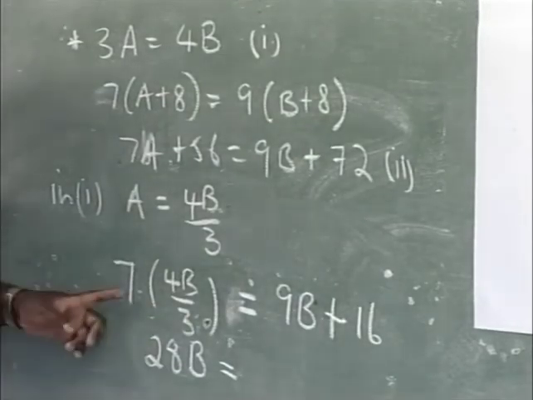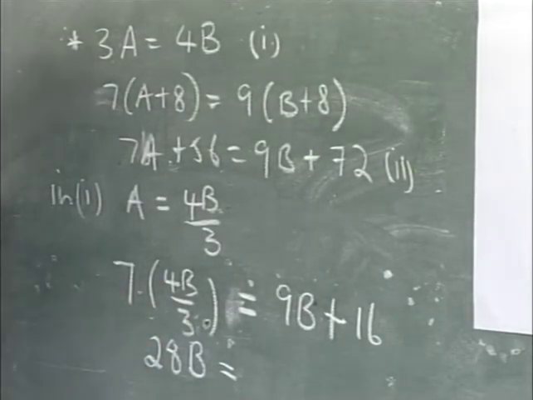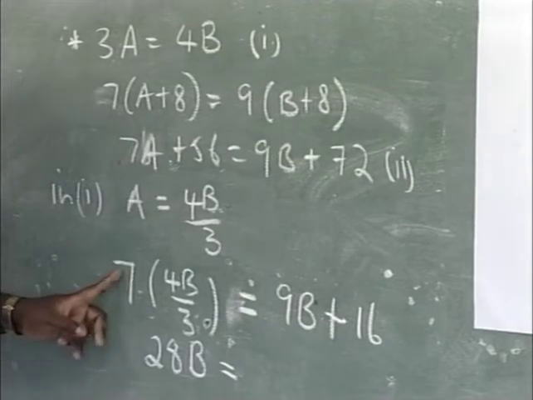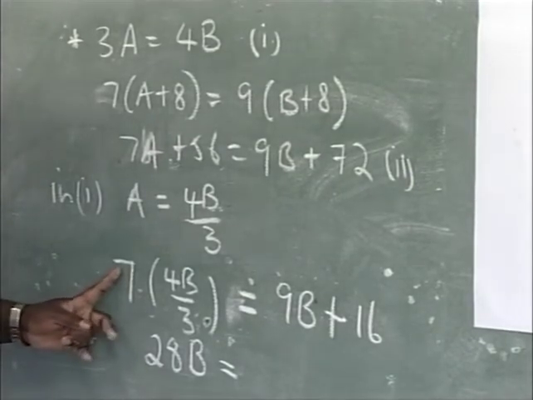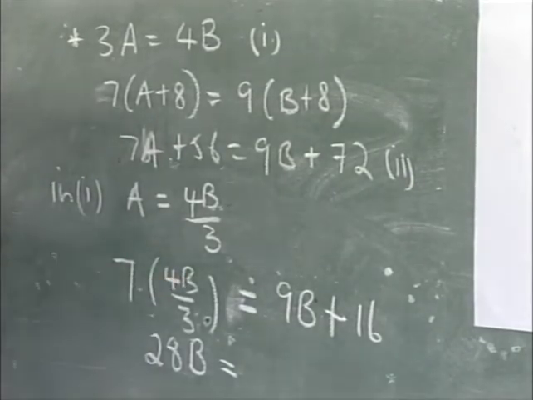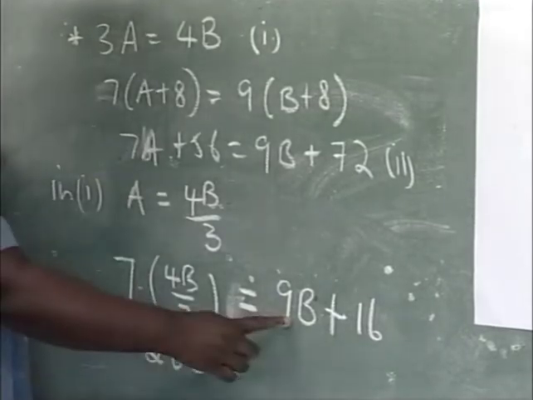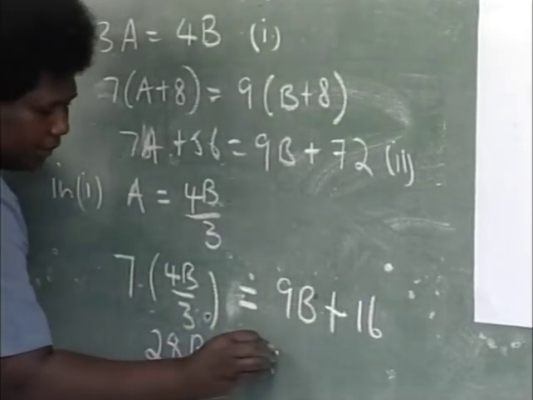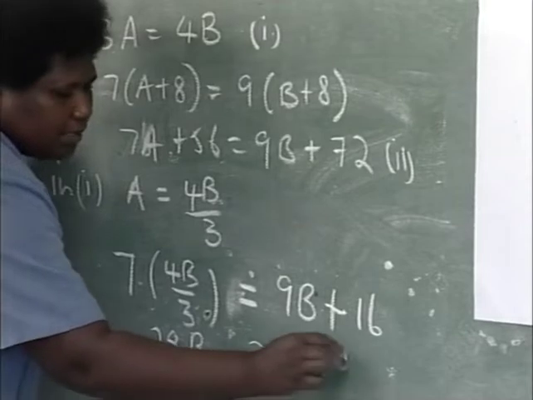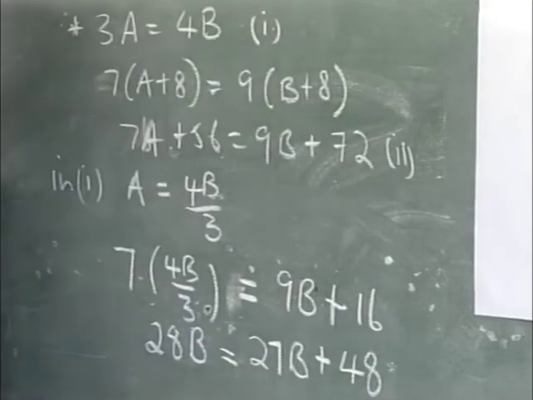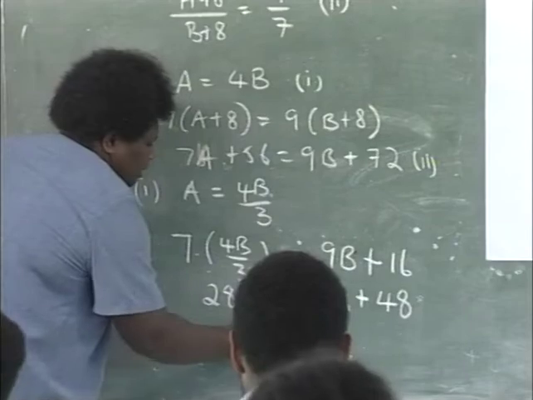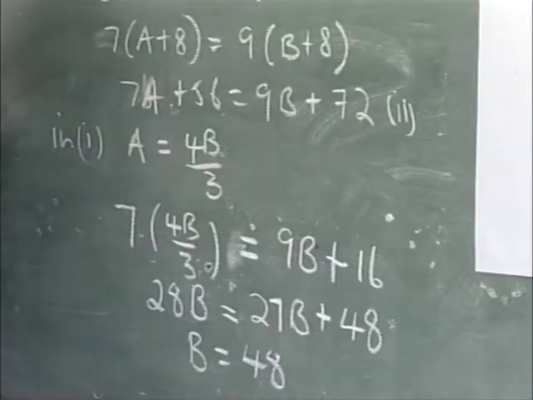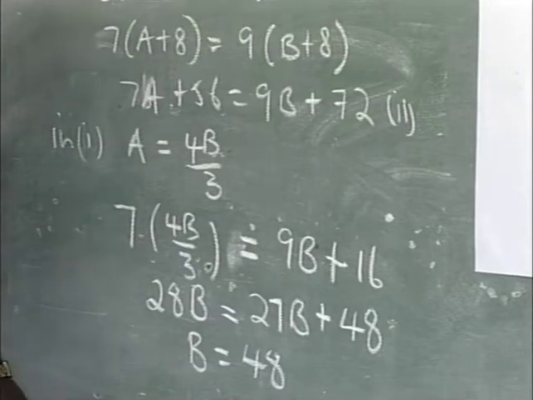Don't forget, when you're multiplying like this, you don't multiply the denominator by the number, because you're multiplying by 7 over 1. It's just a whole, so you only multiply by the numerator. 3 times 9B is 27B, and 3 times 16 is 48. I will get B equals 48, subtracting 27B on both sides of the equation. So person B is 48 years old. How old is person A?